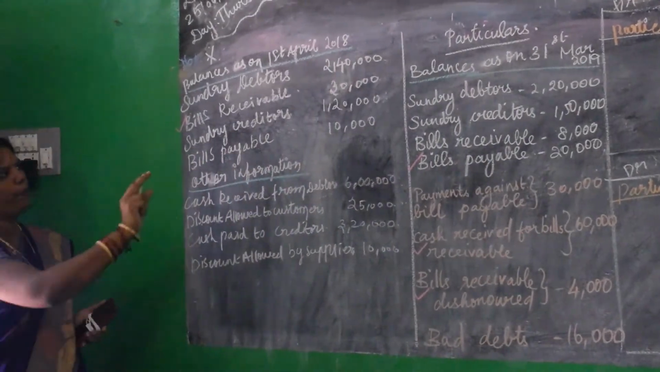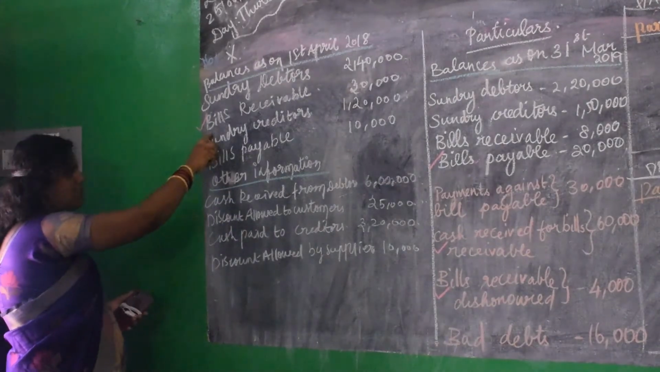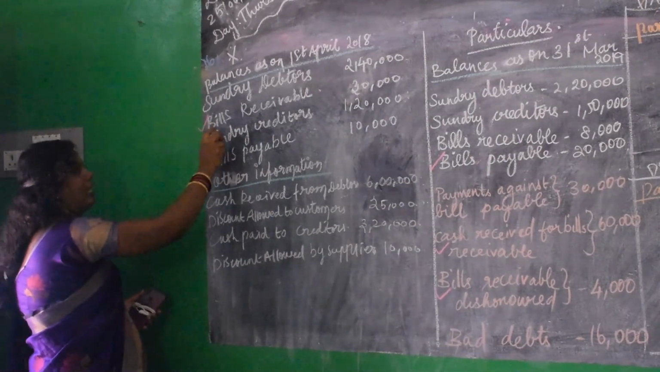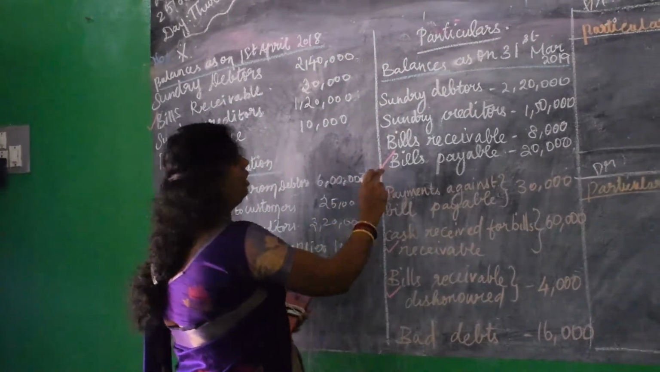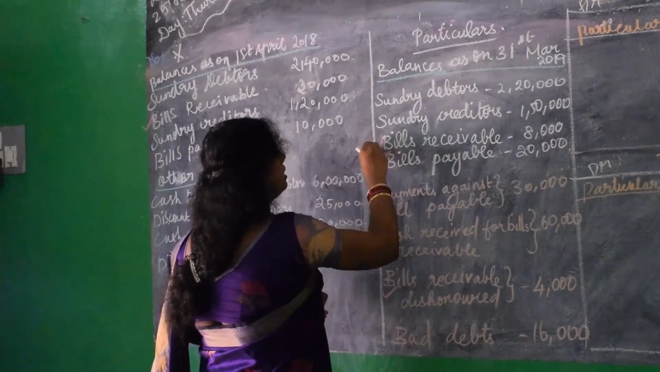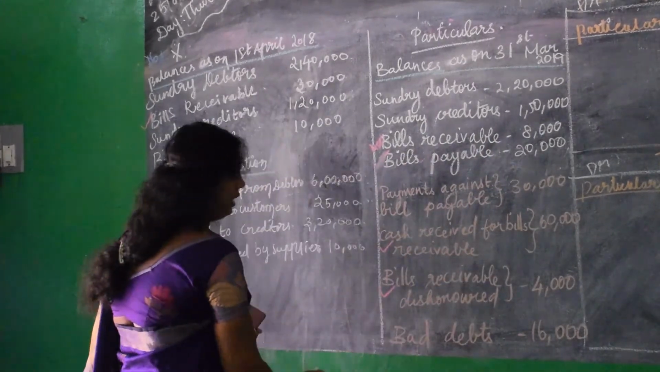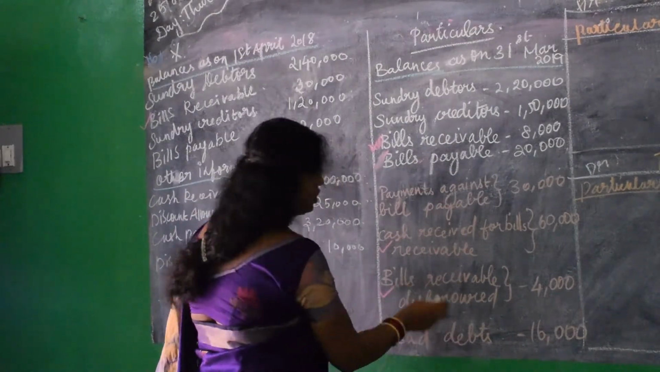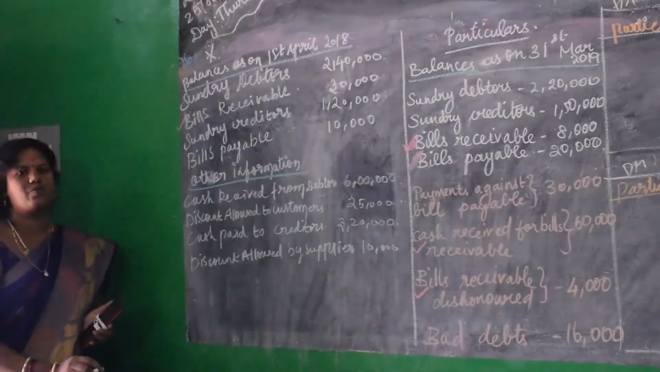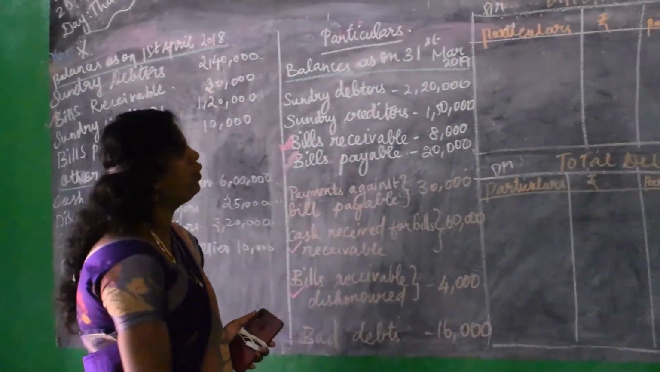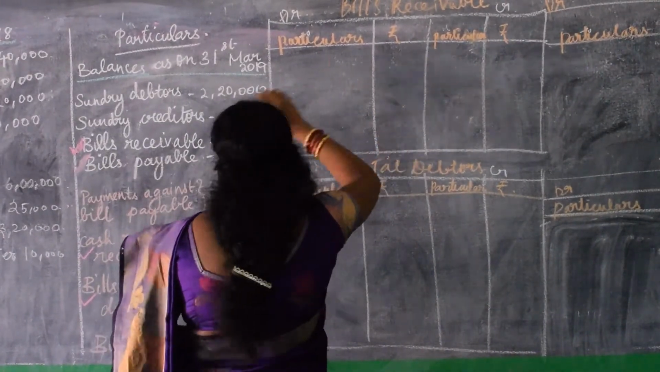So first we are going to prepare the bills receivable. For that I have chosen a pink color. Select the transaction which is connected with bills receivable. Yes, bills receivable 30,000 here. Okay, next bills receivable 8,000. Then cash received for bills receivable 60,000. Then bills receivable dishonored, that is cheque dishonored. So here we are going to follow the procedure of the total debitors format. Yes, for this you have to give preference: opening balance should come on the debit side, closing balance should come on the credit side.